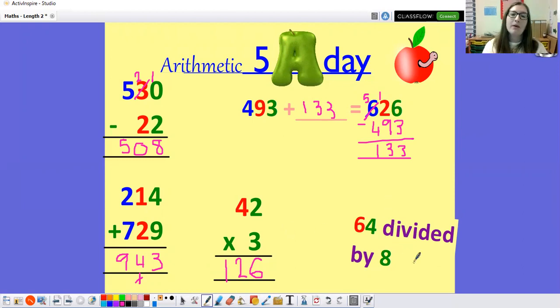And then 64 divided by 8, count up in your 8s until you get to 64 or sing the tune, 8, 16. Or you might have done something different, but you should have gotten 8. So well done if you managed to get all of those correct.